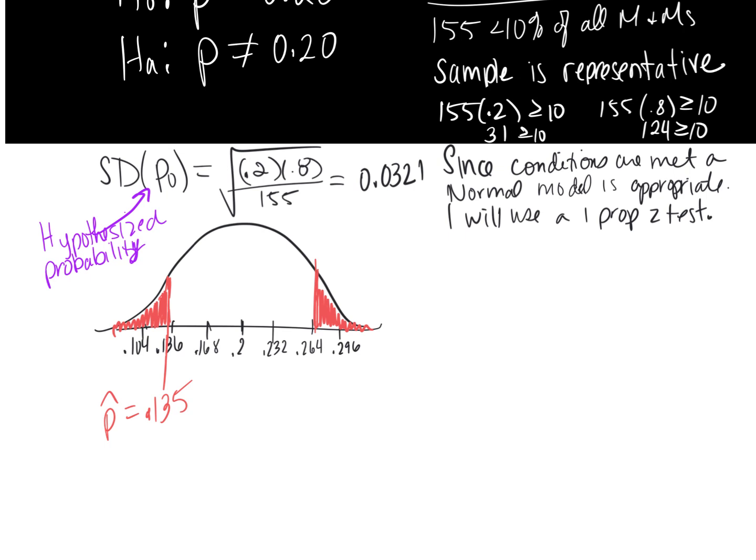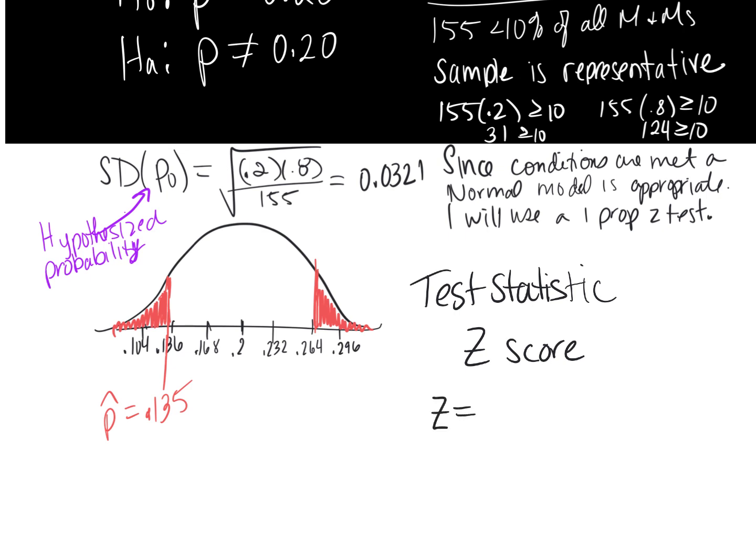So we're going to calculate our test statistic, okay? I'm going to throw out a little bit more vocabulary today. The test statistic is my z-score. That's all. It's called the test statistic, the z-score. How do I calculate the z-score? My sample. What's my sample? 0.135, right? Minus the hypothesis, 0.2, divided by the standard deviation we already calculated.